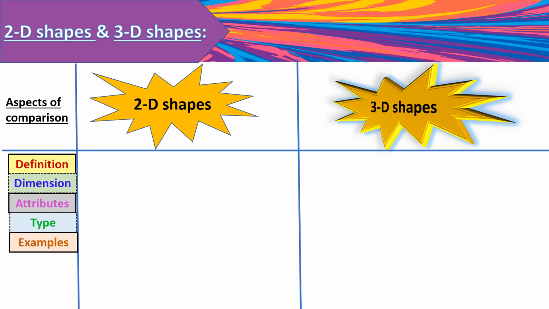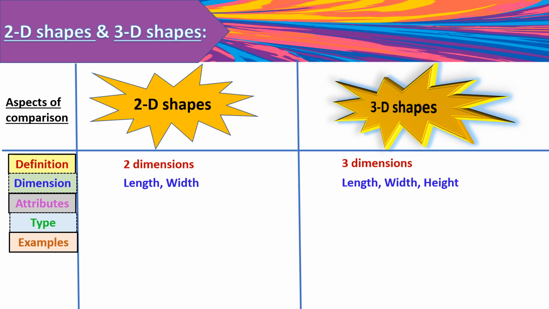In this slide we have a comparison between 2D shapes and 3D shapes. It's like a summary for our chapter. 2D shapes are two-dimensional shapes, and 3D shapes are three-dimensional shapes. Dimensions in 2D shapes are length and width. And dimensions in 3D shapes are length, width, and height. Attributes: sides and vertices in 2D shapes, and in 3D shapes, faces, edges, and vertices.